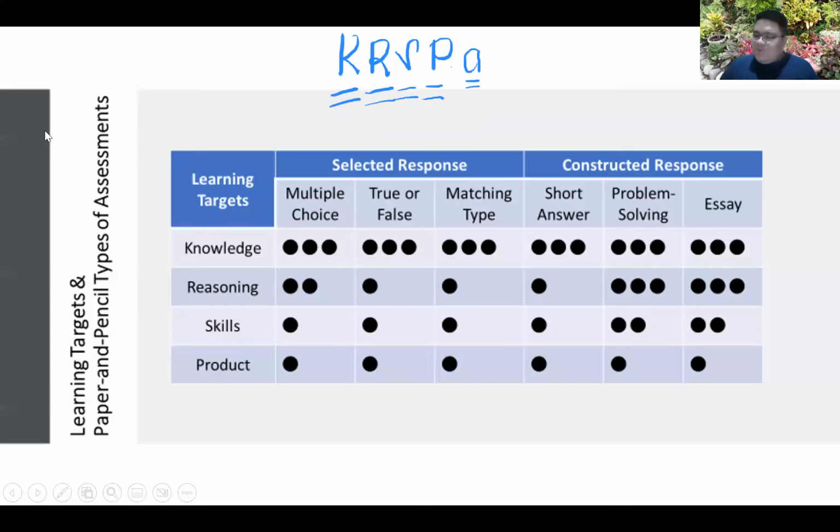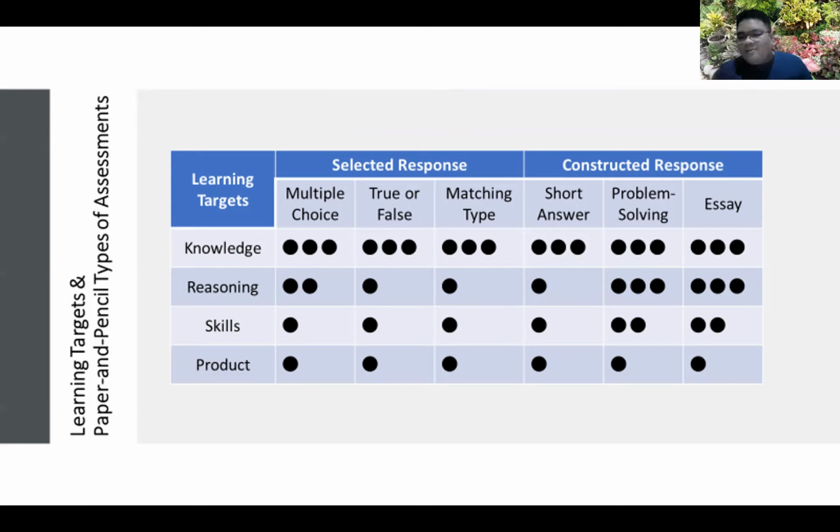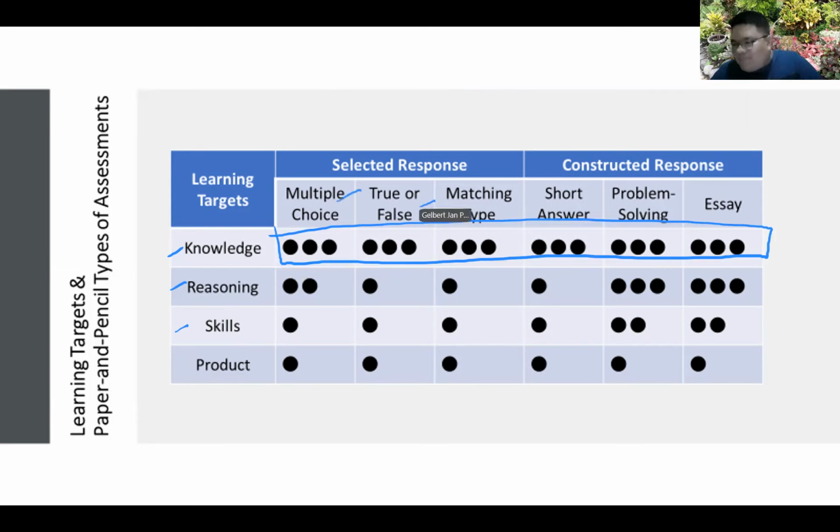Now, let's look at these types of assessment. As teachers, our goal is to develop knowledge, reasoning, skills, and product when it comes to our students. When we want to develop knowledge, look at this: all the paper and pencil tests that we are using can develop knowledge. Multiple choice, true or false, matching type, short answer, problem-solving, essay, they can all develop the knowledge. But look at that, they do not develop the product.